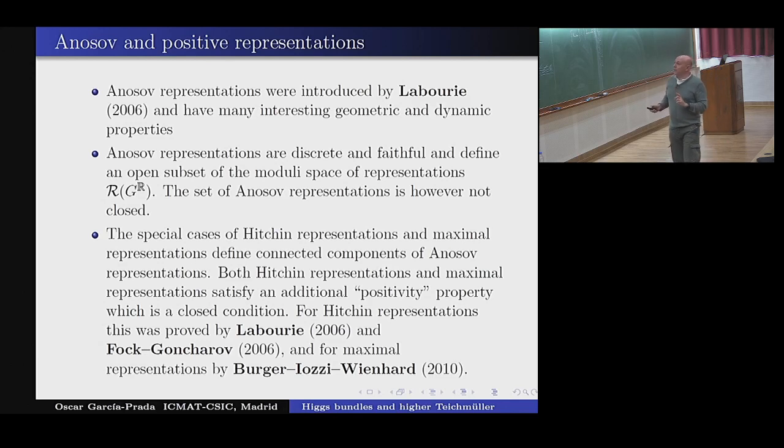But it was also observed, for the case of the split groups by Labourie and also by Fock and Goncharov, who, by the way, are responsible for the name of higher Teichmüller components or spaces. They coined that name. There was some additional condition that the Hitchin representations had, some notion of positivity. That was a closed condition, and the same was observed by Burger, Iozzi, and Wienhard for the maximal representations. So that was obviously a hint for these people to look for a generalization of this.